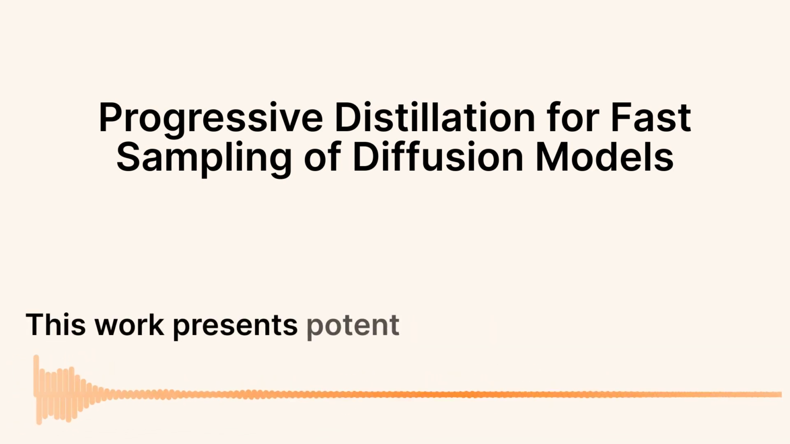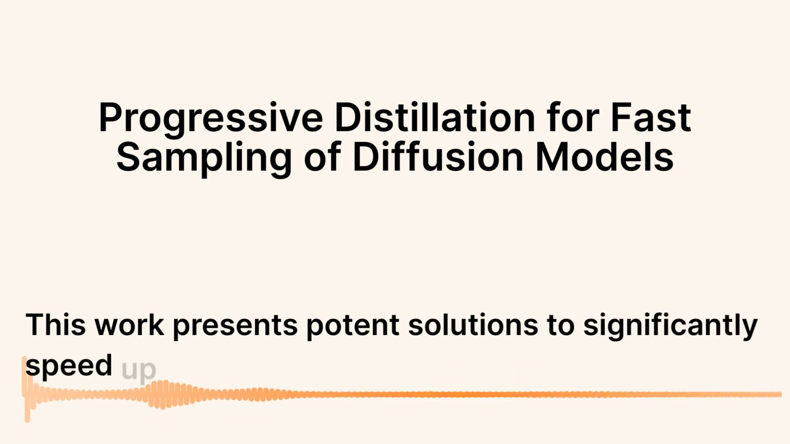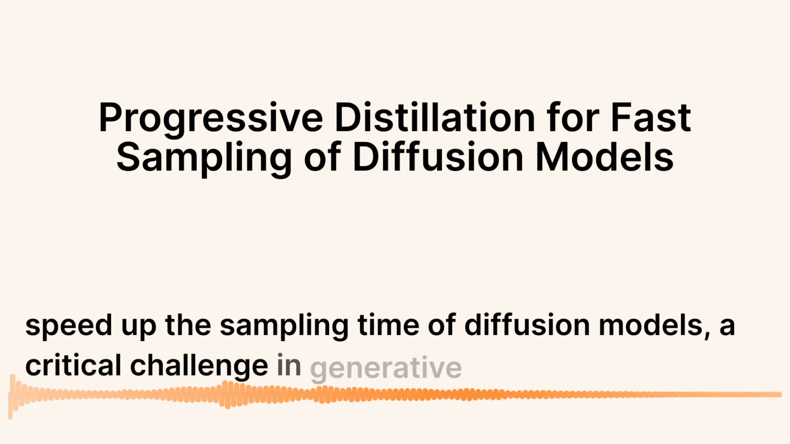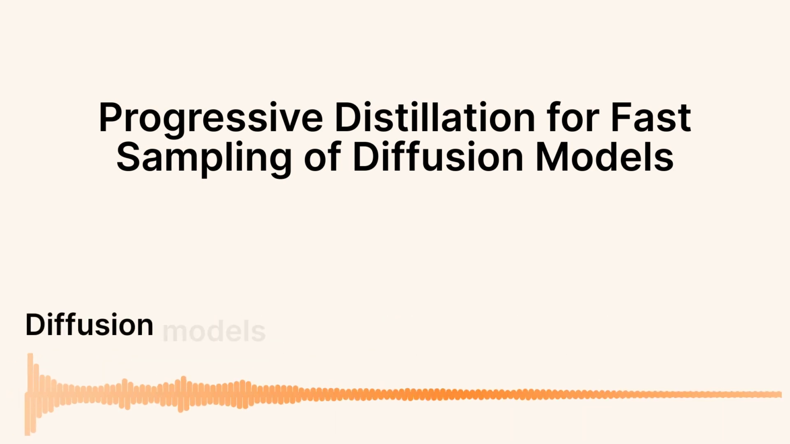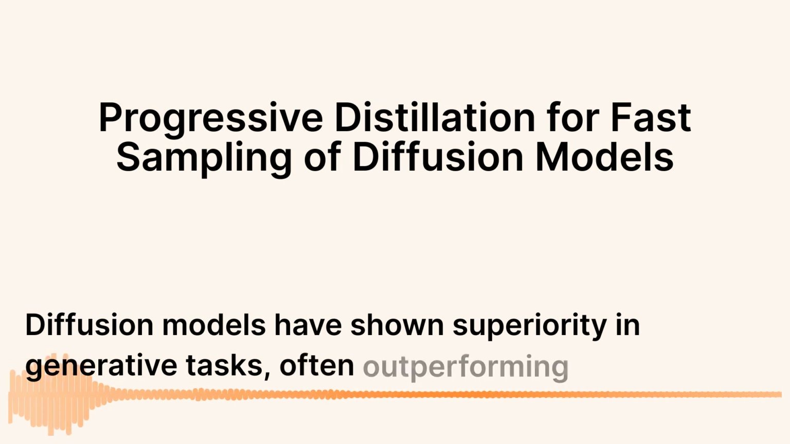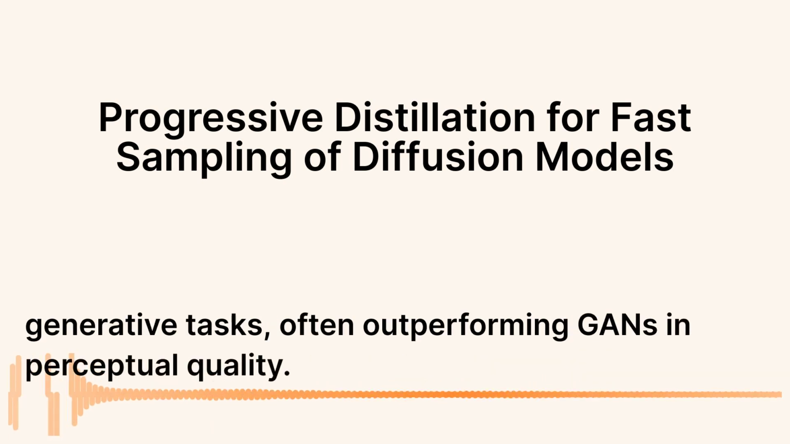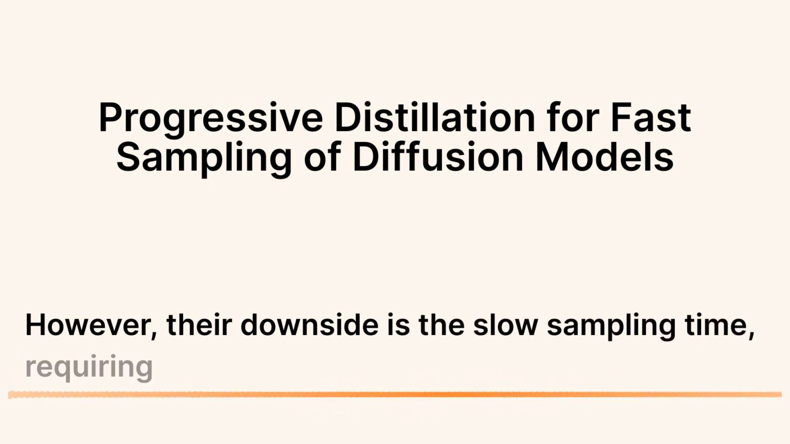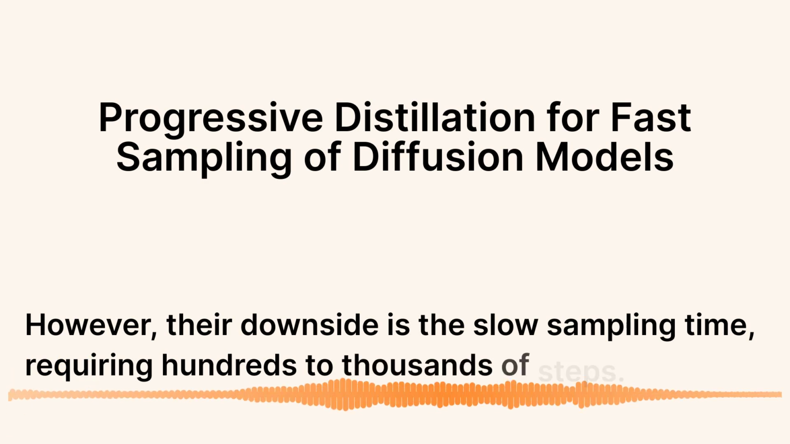Today, we are discussing an impactful paper titled Progressive Distillation for Fast Sampling of Diffusion Models. This work presents potent solutions to significantly speed up the sampling time of diffusion models, a critical challenge in generative modeling. Diffusion models have shown superiority in generative tasks, often outperforming GANs in perceptual quality. However, their downside is the slow sampling time, requiring hundreds to thousands of steps.